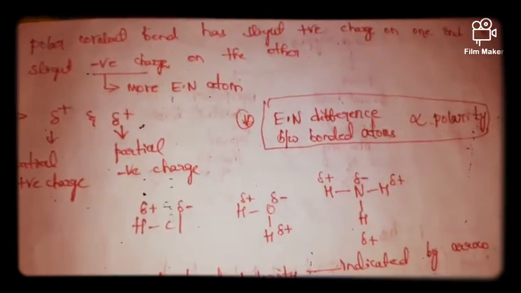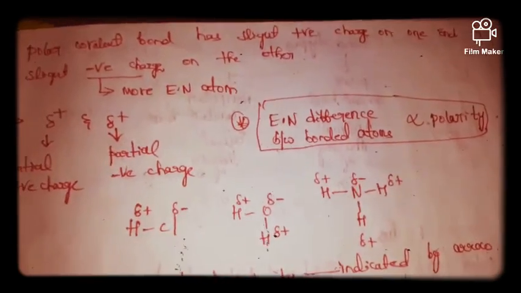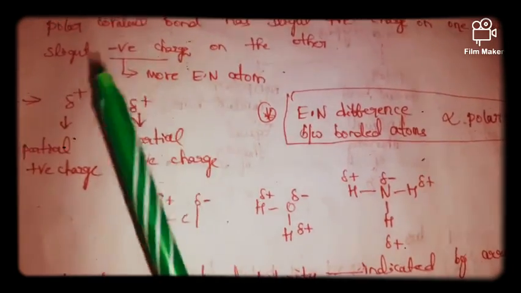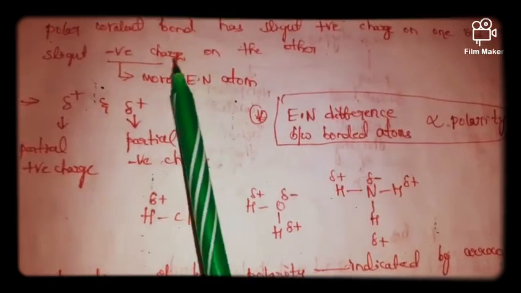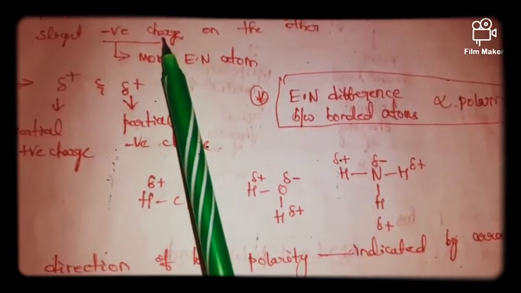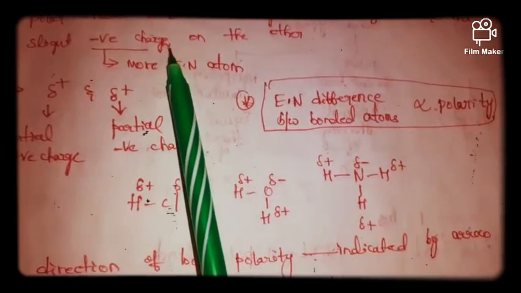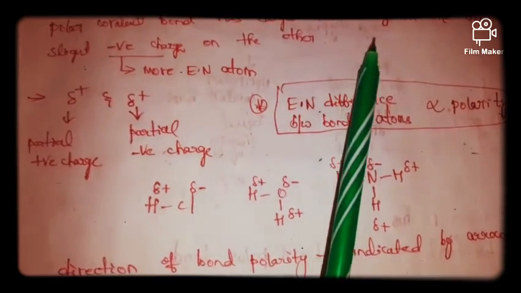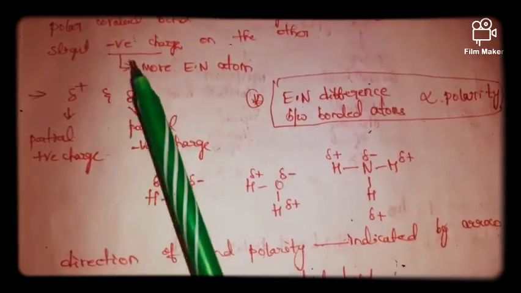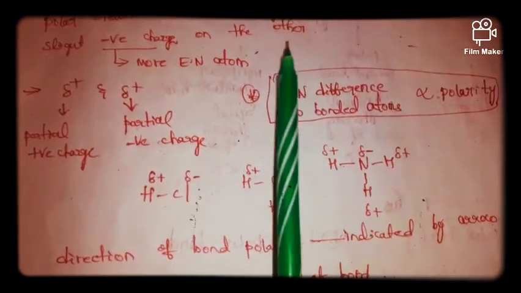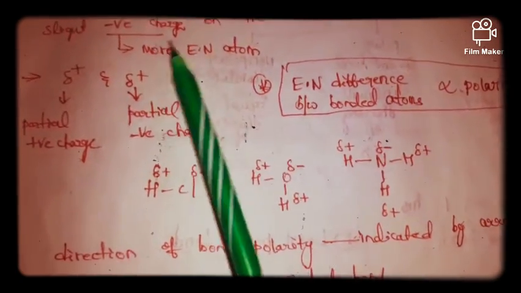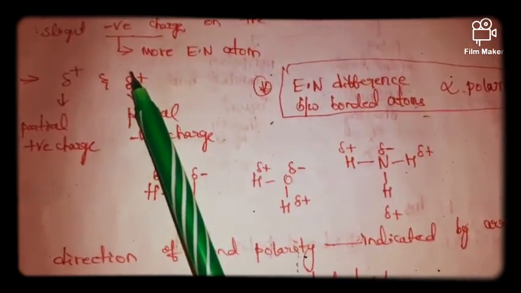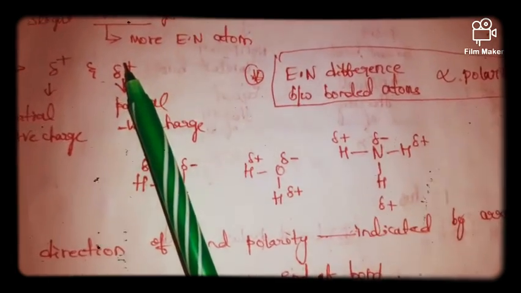Polar covalent bond has a slight positive charge on one end and a slight negative charge on the other end. Of course, any bond is formed between two atoms. So especially in the polar covalent bond, a slight positive charge can be observed on one atom and a slight negative charge on the other atom. Negative charge is observed on the atom which is more electronegative, and positive charge is observed on the atom which is less electronegative.